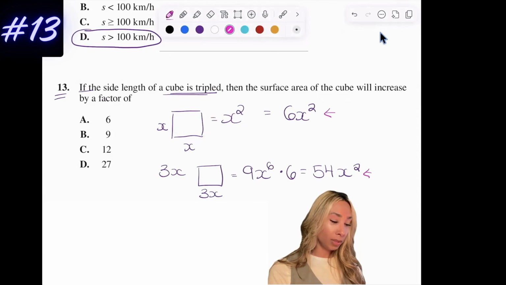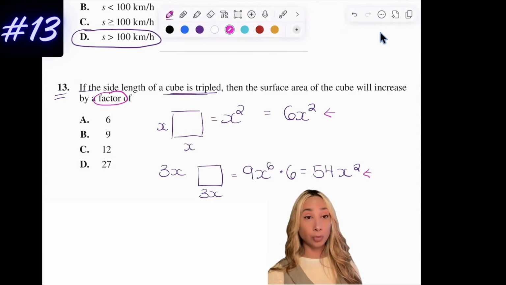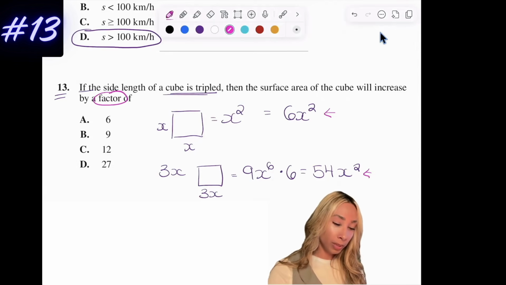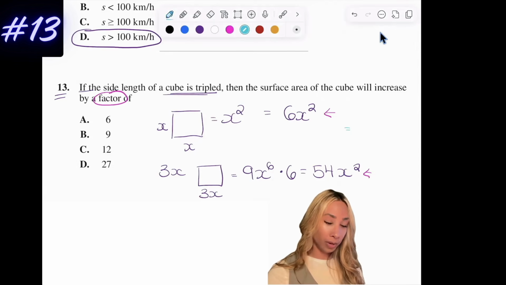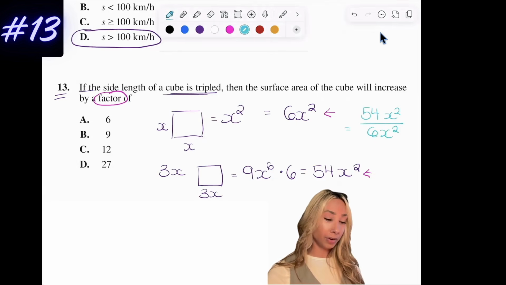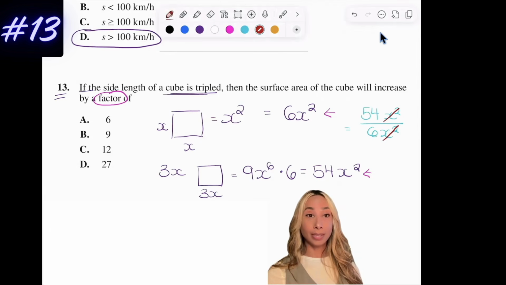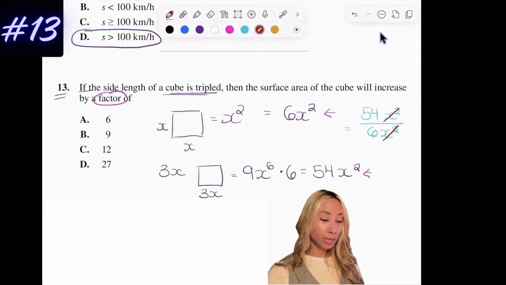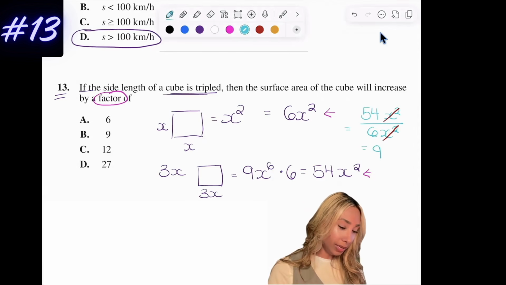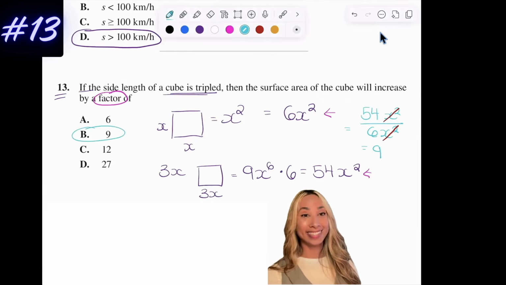And we want to know what the factor will be. So we have to figure out the connection between them, or basically the ratio between them. So we're going to take our larger one, 54x squared, and divide it by 6x squared. That's going to tell us the factor. We've got the same polynomial on the top as the bottom, so that's going to cancel. Then, what's 54 divided by 6? That's going to be 9. And so that means our factor increased by 9.